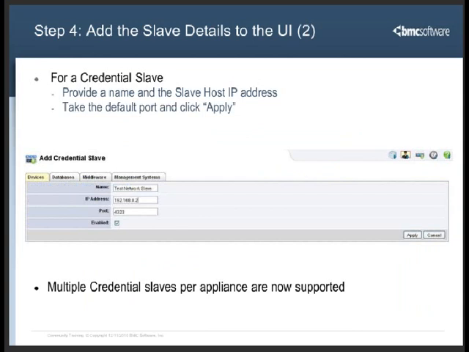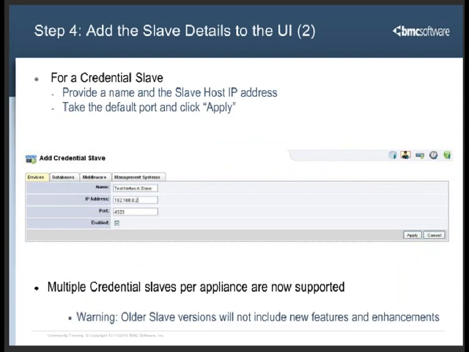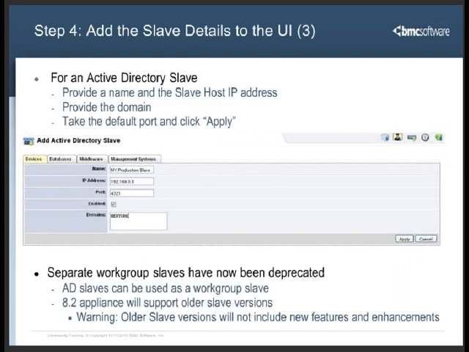For a credential slave, provide a name, IP address, take the default port, and click Apply. For an Active Directory slave, provide a name, IP address, and domain, then take the default port and click Apply.